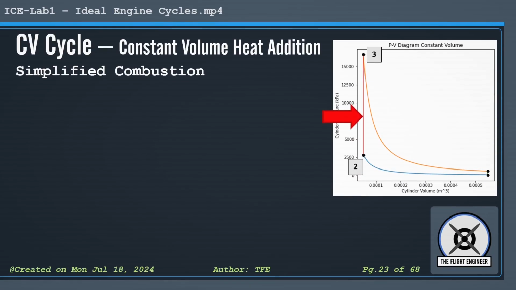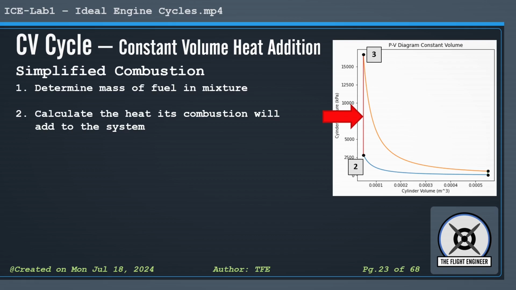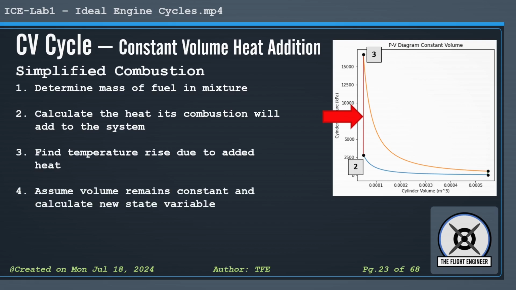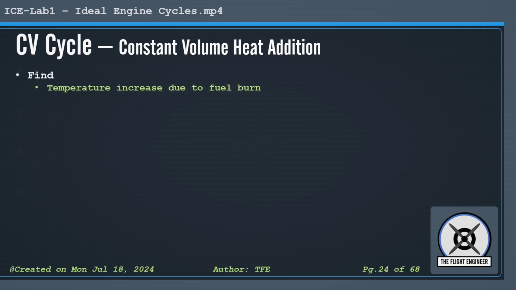Now we can move on to the combustion event. Here, we will have to find the mass of fuel in the air-fuel mixture, calculate how much heat is added to the system by its combustion, and quantify the temperature rise in the working fluid due to this. Since we assume the volume remains constant throughout the whole process, we then calculate the new state variables at point 3. This is probably the most complicated section of math in the whole process, but if you can wrap your head around this, the rest is easy.